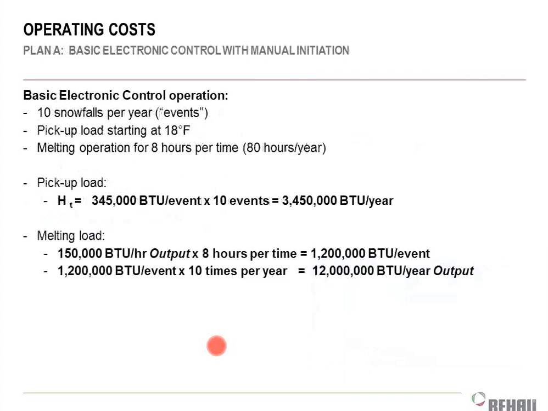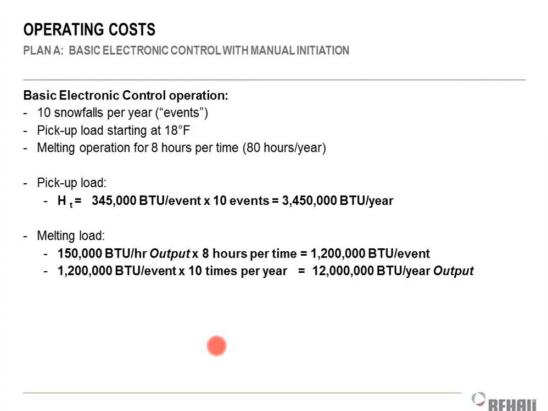I've got 2 different kinds of loads that I have to deal with here. I've got the pickup load, right? How much is it going to cost me to get the slab up to temperature where it could actually melt something? Then I have the actual load of melting the snow itself, right? So how much did it take me to get the slab up to temperature, and then how much more energy did I spend to melt it?